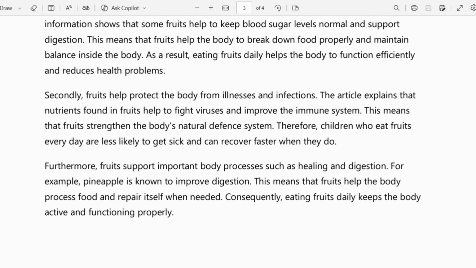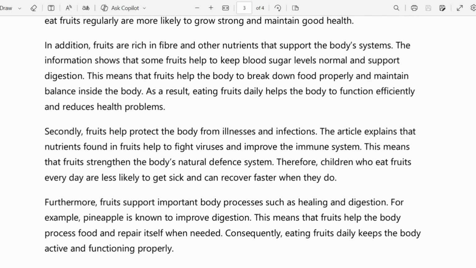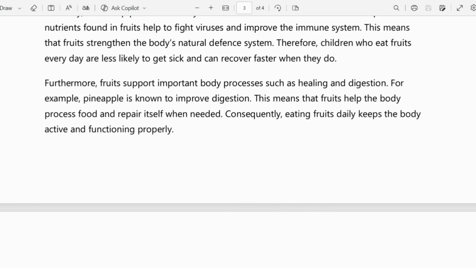Secondly, fruits help protect the body from illnesses and infection. It should be thirdly. The article explains that nutrients found in fruits help to fight viruses and improve the immune system. This means that fruits strengthen the body's natural defense system. Therefore, children who eat fruits are less likely to get sick and can recover faster when they do.